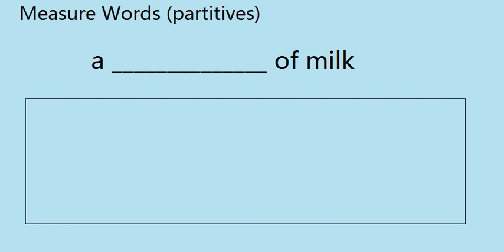The first thing we're going to look at are measure words or partitives, and the example we have here is something of milk. Now in English milk is uncountable, so we can't say a milk or two milks. Instead we have to use a measure word, a partitive. It's something of milk. And there are many options that this could be. What do you think? Maybe you've had a chance to think of some options. What kind of words can we put in this space? Let's have a look.